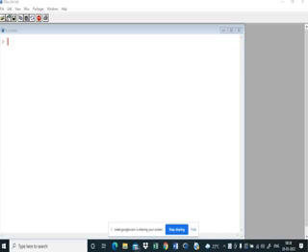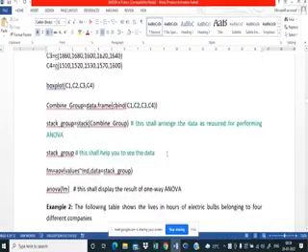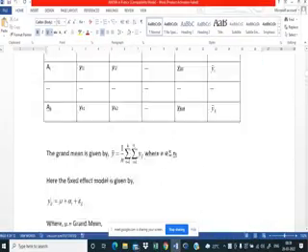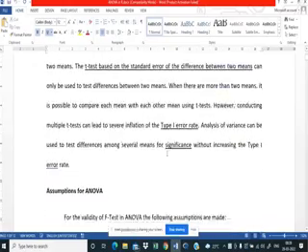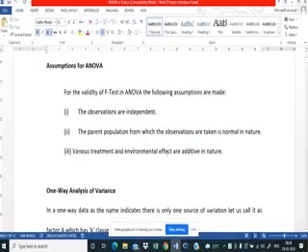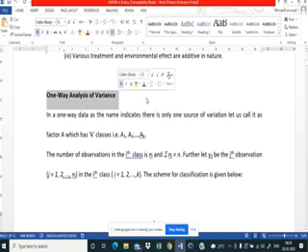So let us first look at some theory related to Anova, and for that we have a Word file here. This Word file gives you an introduction to Anova and the assumptions of Anova. These are the assumptions: the observations are independent of each other; the parent population from which the observations are taken is normally distributed; and the treatment and environmental effects are additive in nature. Now we look into one-way analysis of variance.